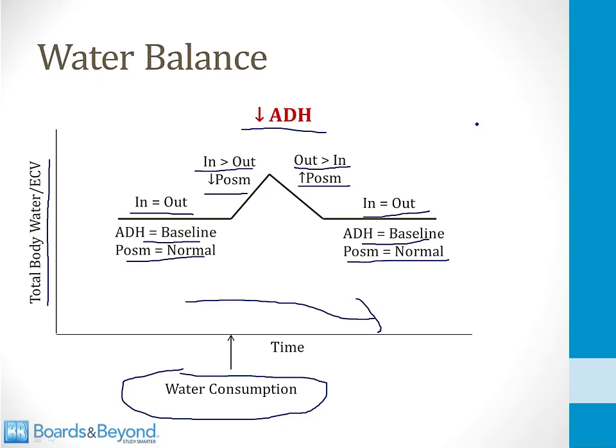When you consume excess water, ADH release is modified so that you excrete the water and you end up back in a state of water balance where your plasma sodium and plasma osmolality are normal and your weight or total body water or effective circulating volume are back to the baseline level.